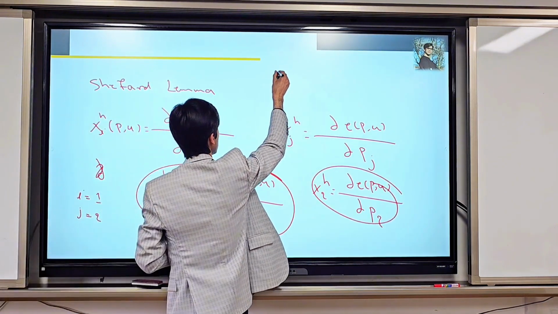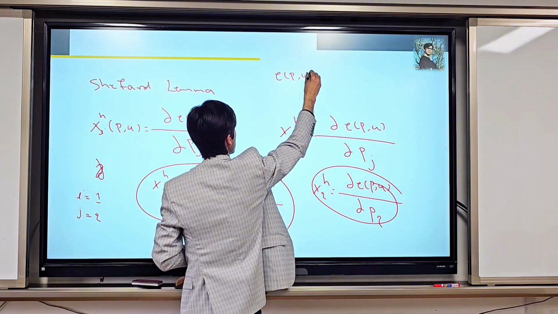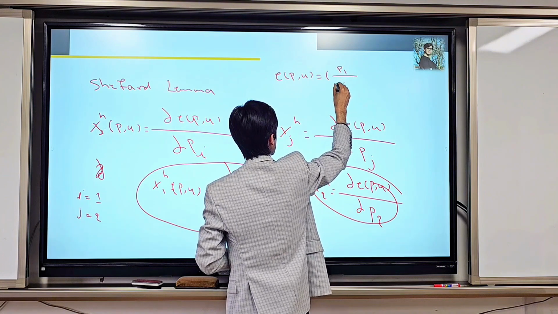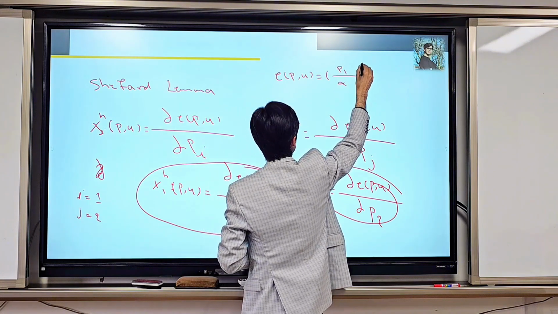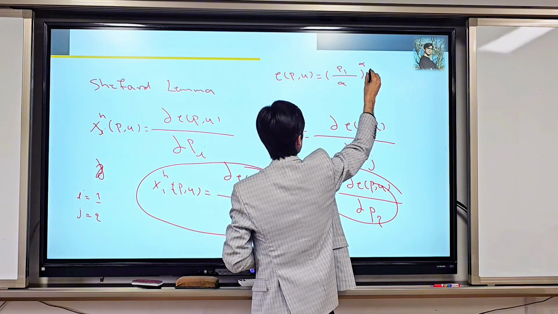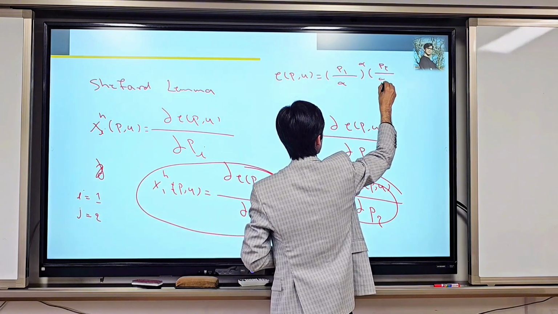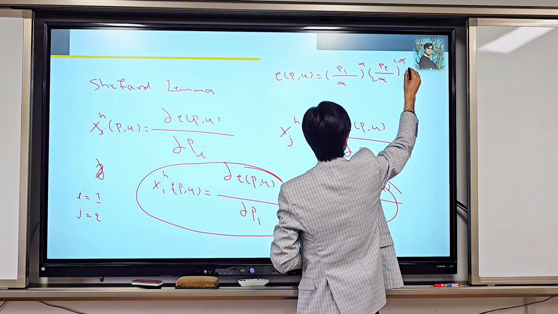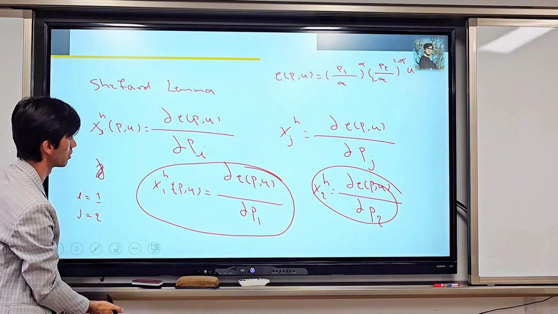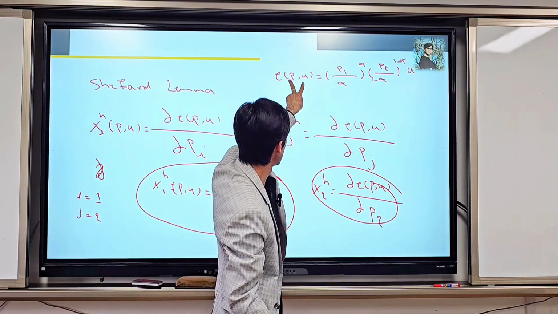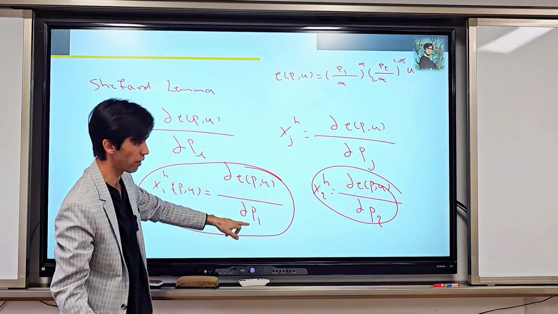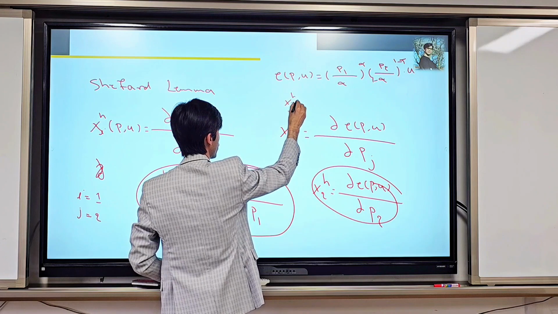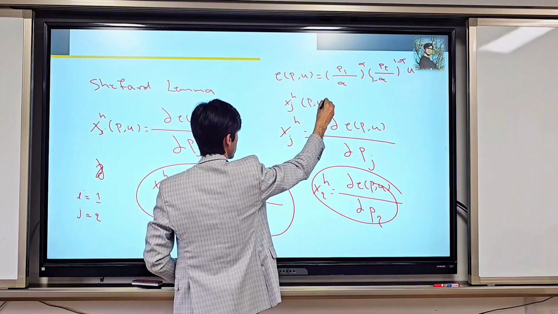We have E(P,U), it was like this: (P1 over alpha) to the power of alpha, (P2 over (1 minus alpha)) to the power of 1 minus alpha, multiplied by U. So now, take the derivative of this function with respect to P1. You will find out the x1h as a function of P and U.